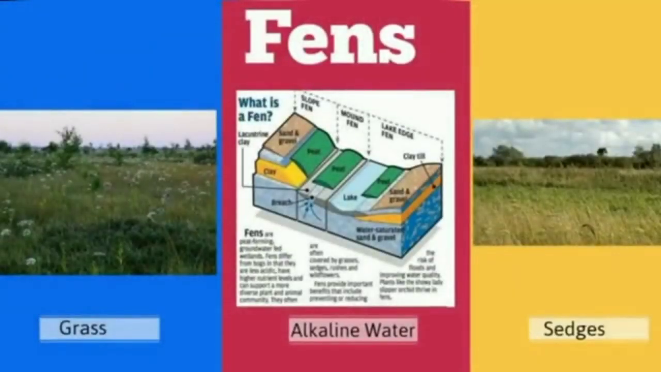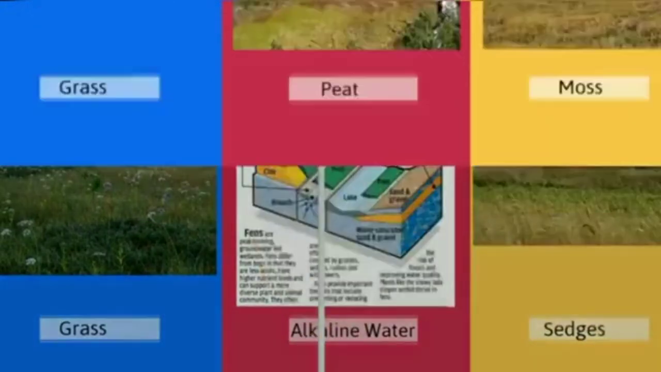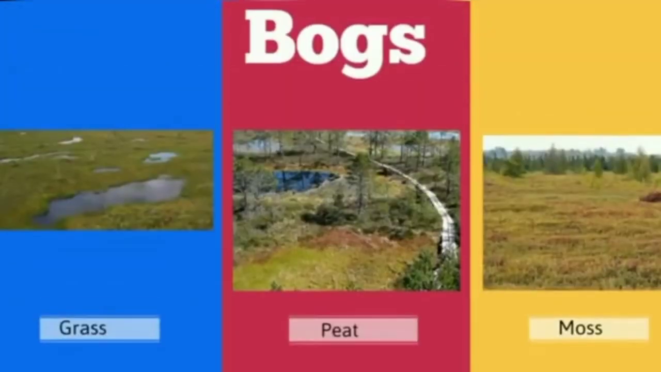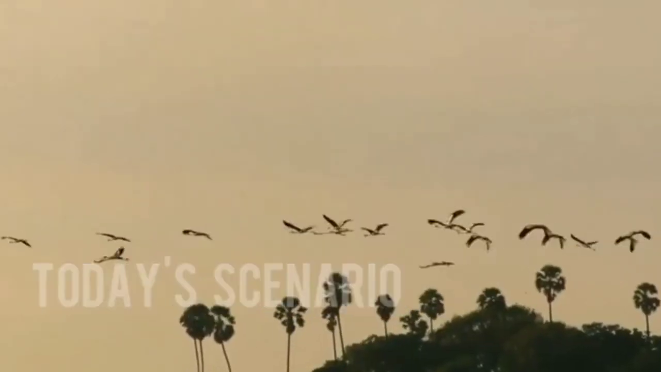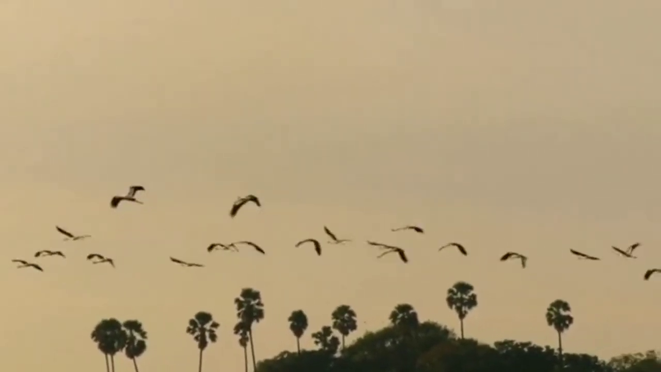Fens, like bogs, provide important benefits in a watershed, including preventing or reducing the risk of floods, improving water quality, and providing habitat for the plants, birds, and animal communities. Bogs are characterized by spongy peat deposits, acidic waters, and a floor covered by a thick carpet of sphagnum moss. Around 85% of Uran's wetlands have been destroyed.